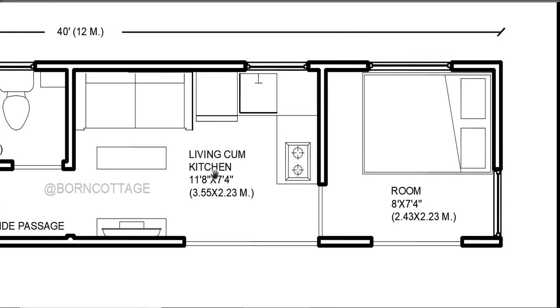So we have living cum kitchen area. The size of the living cum kitchen area is 11 feet 8 inches into 7 feet 4 inches, in meter 3.55 into 2.23 meter. You can see here the sofa arrangement, tea table arrangement, and also TV unit in the front wall. And we have kitchen counter here. You can see the burner, sink, and also refrigerator arrangement. And we have large size window for ventilation of kitchen area.